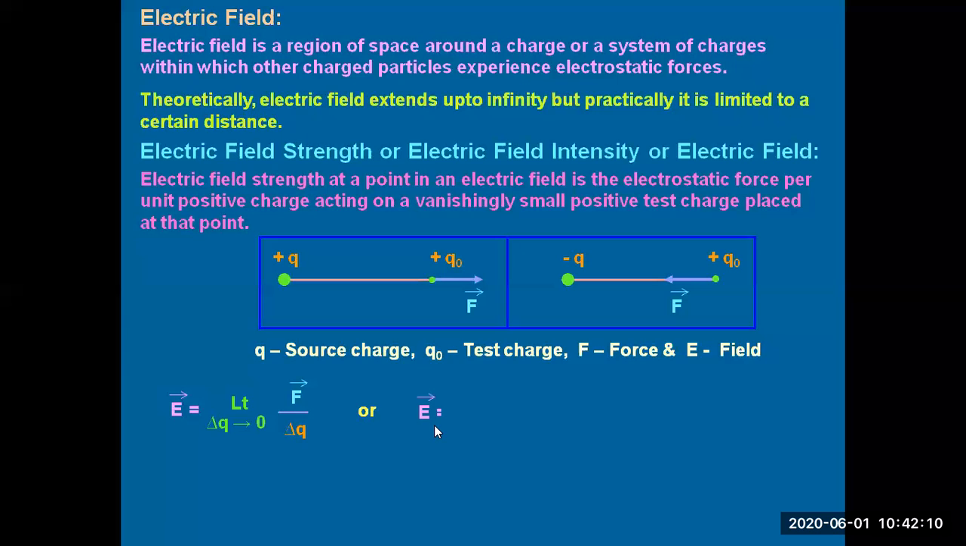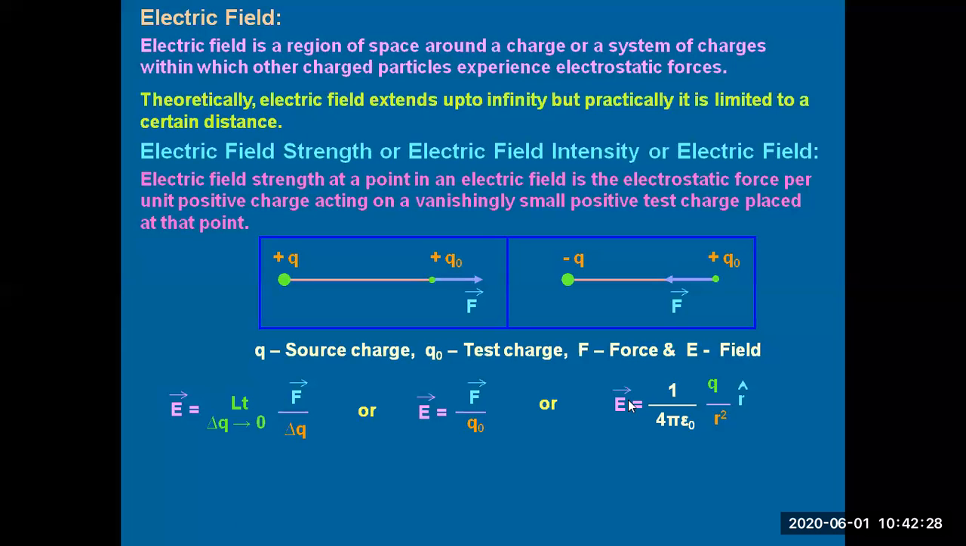If you want to write another formula for this, then E equals F divided by Q naught. I'm removing this delta sign. Since Q is tending to zero, I can write E equals F divided by Q naught. That is the second formula.